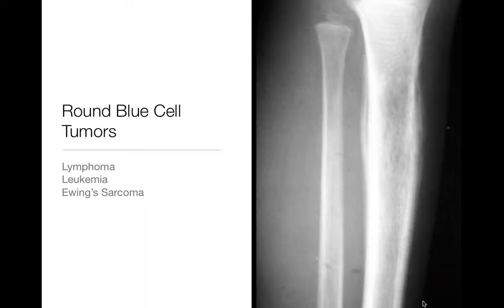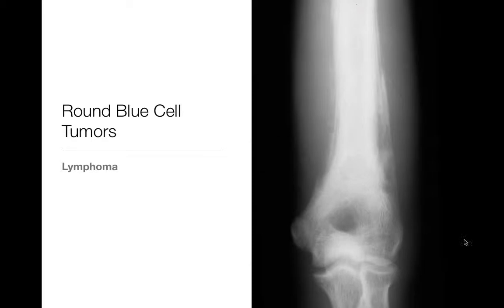Round blue cell tumors, which include lymphoma, leukemia, and Ewing sarcoma, these pretty much will all look alike, and it's probably impossible to differentiate them radiographically. There are going to be infiltrating tumors that grow throughout the bone. They classically appear as permeative lesions. They'll be associated with an aggressive periosteal reaction.